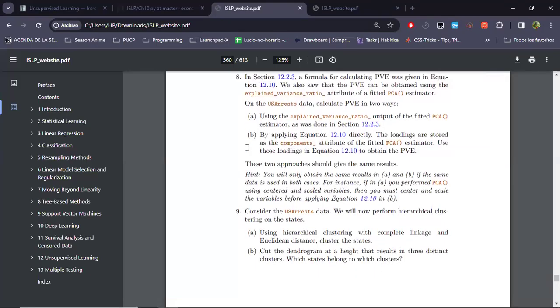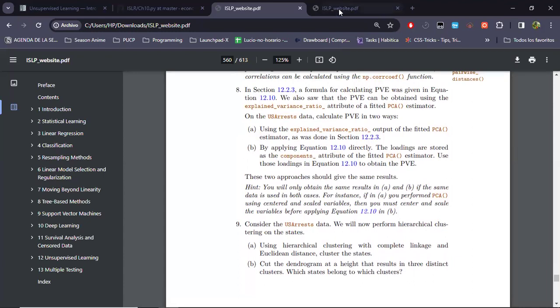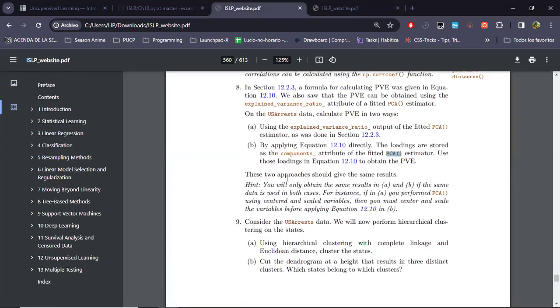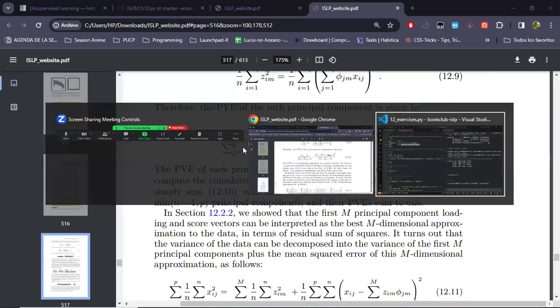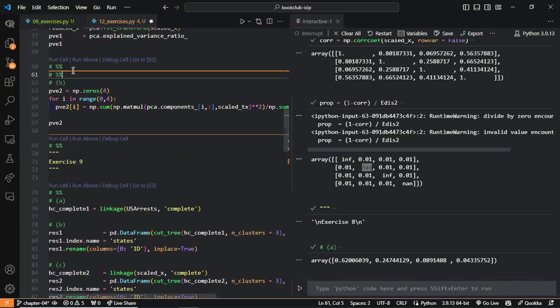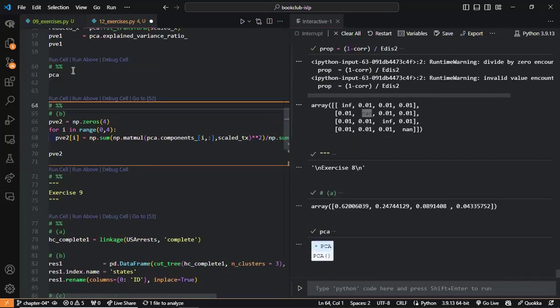And now, following the second method, it says by applying this equation directly, these loadings are stored as the components attribute of this estimator. So then use these loadings. I think the loadings we were denoting them, I don't remember if they were these three terms or the theta ones. I think they were three terms. But simply replacing those values into a formula, then you will get that, now accessing these components of the PCA, as you can see over here. It has already been fitted.